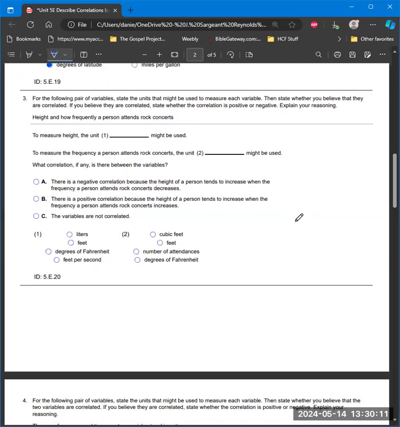So now let's look at the relationship between height and how frequently a person attends rock concerts. To measure height, the unit feet might be used. To measure the frequency a person attends rock concerts, the unit of number of attendances might be used. And what correlation, if any, is there between the variables? The variables are not correlated.